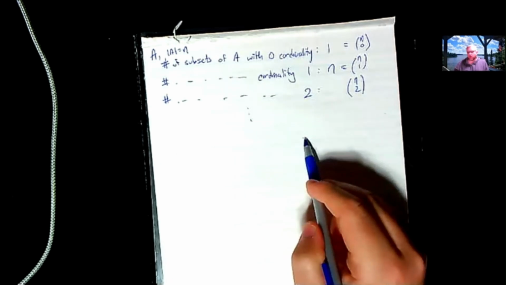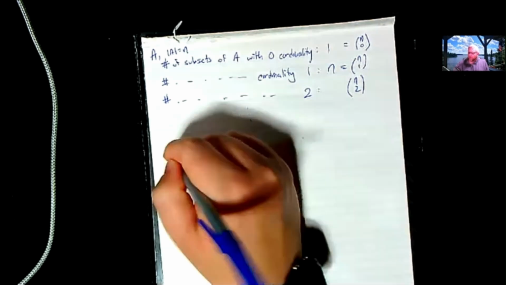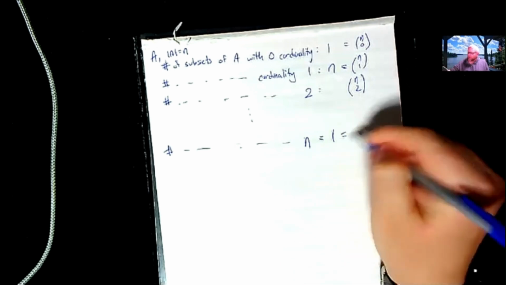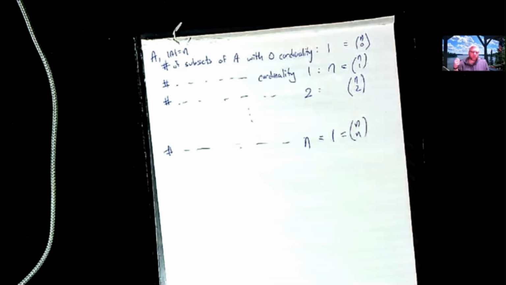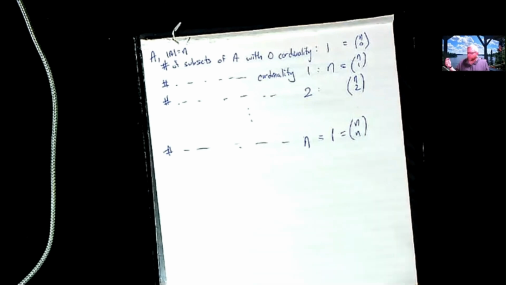How many subsets have cardinality 4? Well, it's the number of ways to choose 4 elements from the set. That's exactly n choose 4. And you repeat this all the way down to the number of sets with cardinality n, which of course is 1, the entire set itself, which is n choose n. How many ways can you choose n elements from n elements? Well, there's only one way, choose them all.